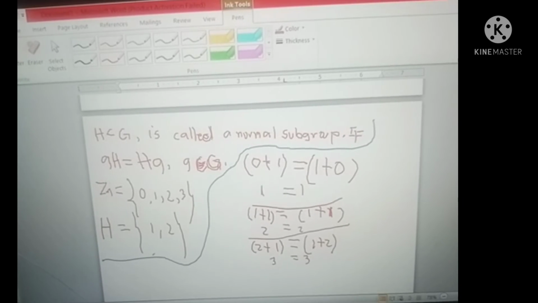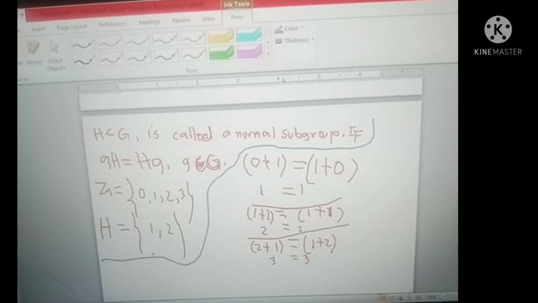So we have the group G mod 4: 0, 1, 2, 3. So our subgroup contains the elements 1, 2. This is a subgroup, and it is also a normal subgroup. So we are going to test that. So 0 plus 1. How did I come up with this 0 plus 1? Because according to the definition of a normal subgroup, g is an element of the group, our group G. So our g is 0. It can be 1, 2, or 3, but it is time consuming. I only wrote a few examples here.